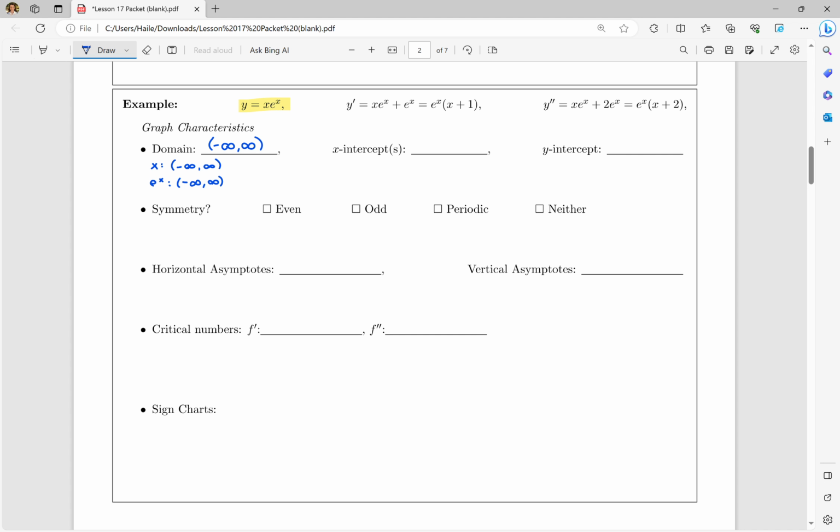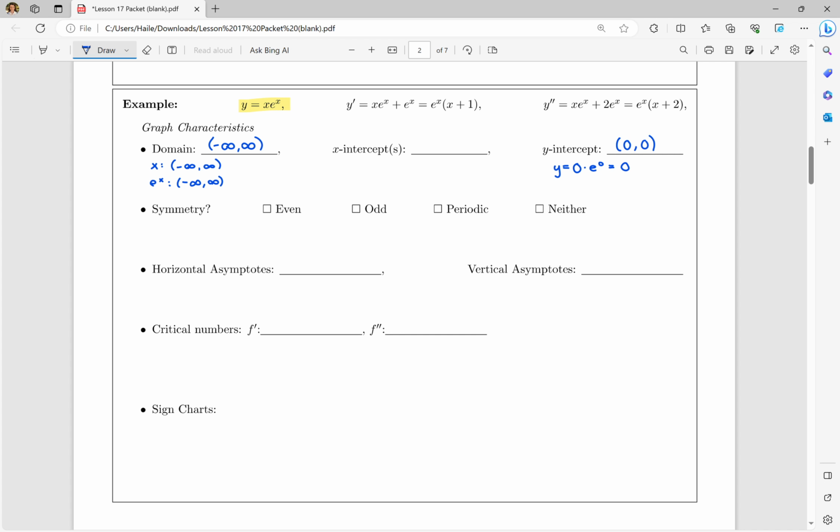Next, we want our x-intercepts. It might be a while since you've solved for an x-intercept. Actually, how about we do our y-intercept first? I think that's easier. So for the y-intercept, what we want to do is set x equal to 0. Sorry, getting confused here. All right, so we want y is equal to 0 times e to the 0, which is 0. So our y-intercept is 0, 0.